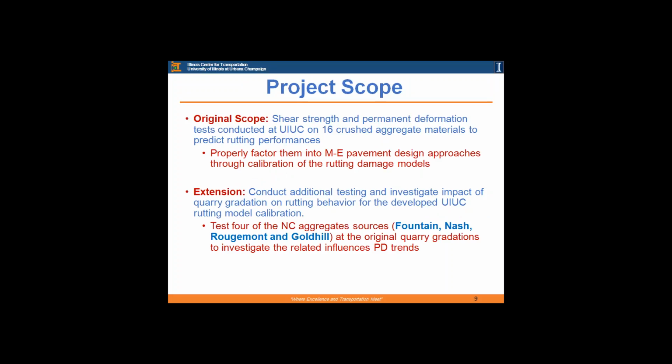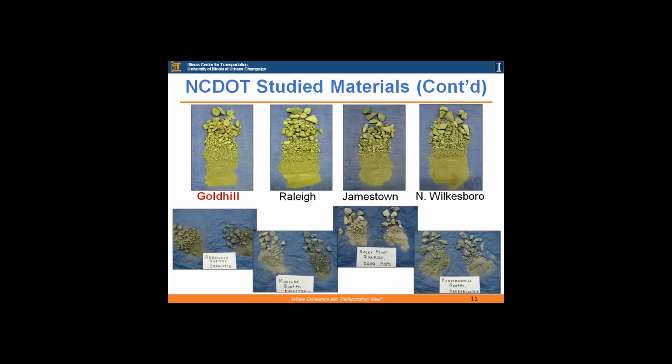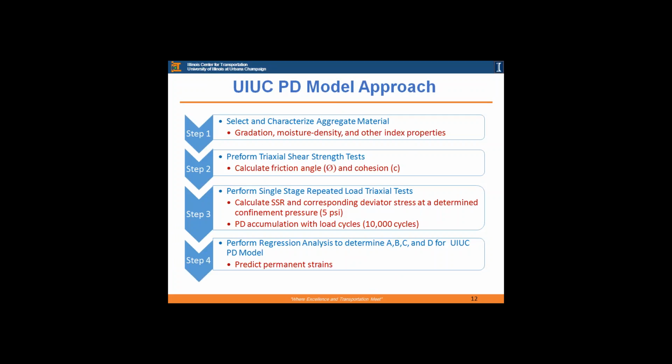And then the extension scope of the project is for testing 4 of these 16 materials, which I will be referring to often in my presentation: Fountain, Nash, Rougemont, and Goldhill materials from those 4 quarries, at the original or source gradations, to investigate the influence of gradation on permanent deformation accumulation. This is just a quick picture of the 16 materials that were tested, and the ones in red are the ones that we tested again at the source gradation. So we have Nash, Rougemont, Fountain, and Goldhill out of the 16 different materials that were tested.